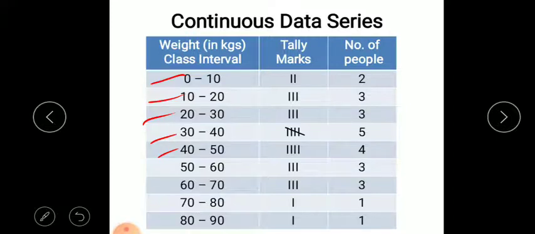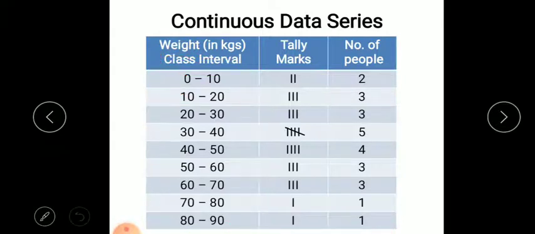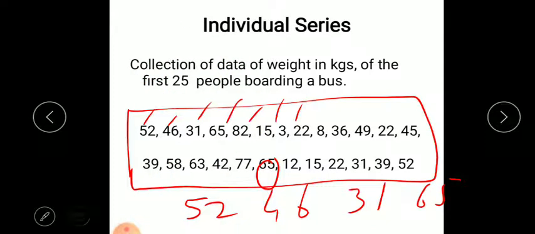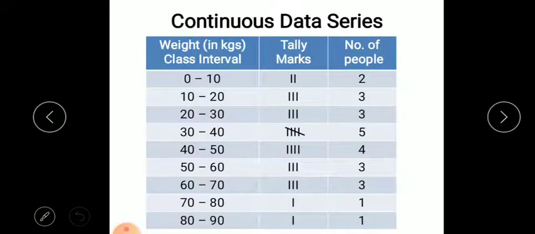Once you draw these, they are known as class intervals. Once class intervals are drawn, the next thing you have to do is tally marks. I'll go back to the earlier one. So I'm writing those class intervals: 0 to 10, 10 to 20, 20 to 30, 30 to 40, 40 to 50, 50 to 60, 60 to 70, 70 to 80, 80 to 90, because above 90 no value is there here. Now 52 comes under which one? You have to see. 52 comes under 50 to 60.